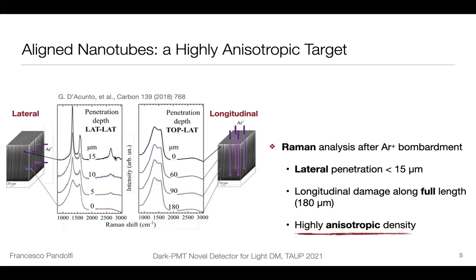This means that the damage, the penetration was stopped, the argon ions were stopped in the first, say, 10 microns. Whereas when you bombard longitudinally, the damage spectrum is found at all depths, down to a depth of 180 microns, which is the length of the whole tubes. And so this proves that the density in the direction of the tube axis is much lower than in any other, in an orthogonal direction.